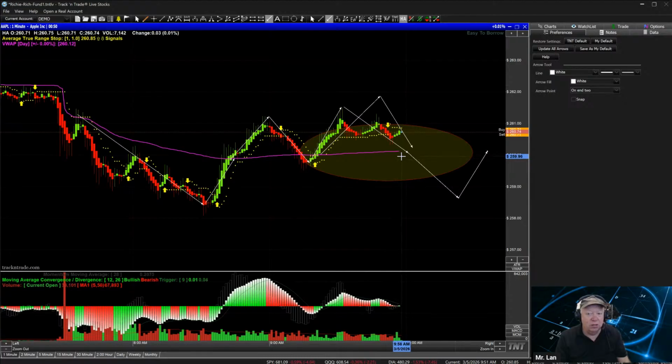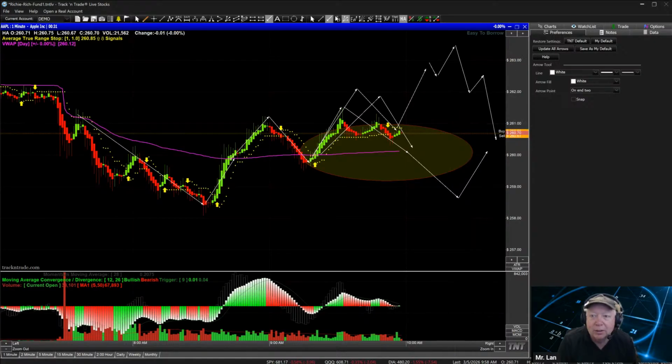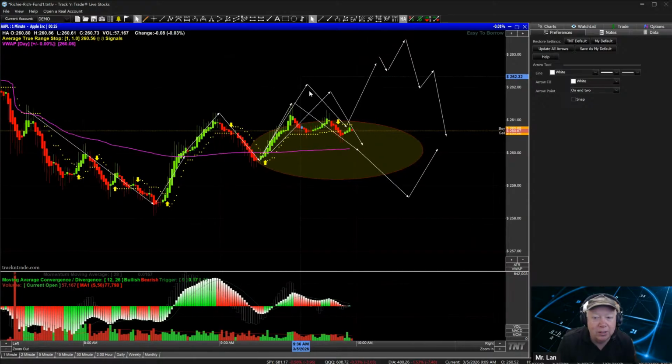Once again, it's just another way of measuring how far away the market gets from a mathematically calculated center line. That's what it is. And the further away it gets, the stronger the pull is going to be to return back to mama. And that's mama. So that's the VWAP, volume weighted average price.